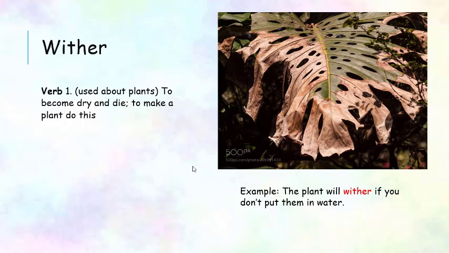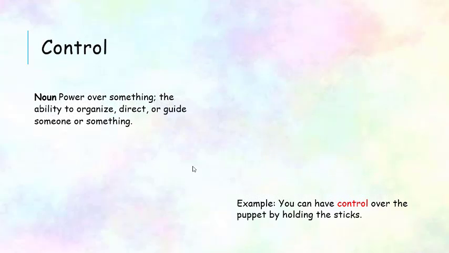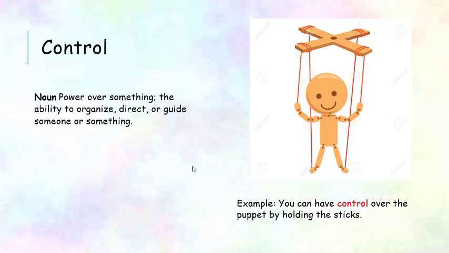The following word is control. And control here is a noun. Also it's a verb, but we will use it as a noun. Power over something. The ability to organize, direct, or guide someone or something. Like here in the picture, you can have control over the puppet by holding the sticks.